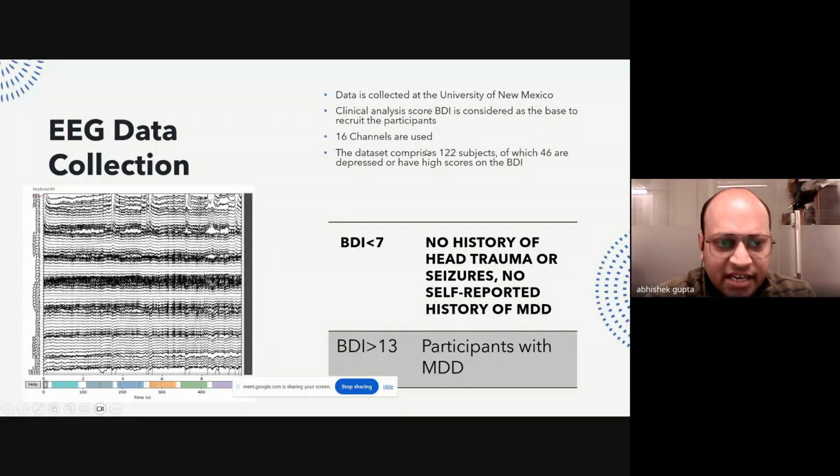So this data is presented in the research paper itself, and the authors collected the data from the University of New Mexico. They categorized the data on the basis of BDI score: those having BDI less than 7 are normal, and those having BDI greater than 13 are suffering from depression. So based upon this psychiatric scale, the data is categorized and labeled, and 122 subjects were used for the dataset collection, out of which 46 were depressed and had the highest scores on the BDI.